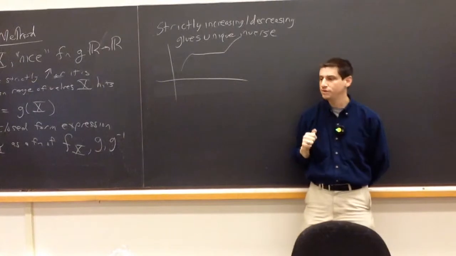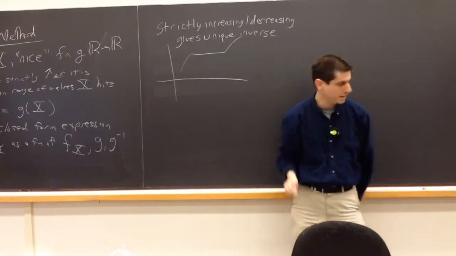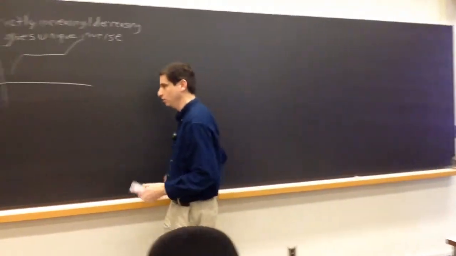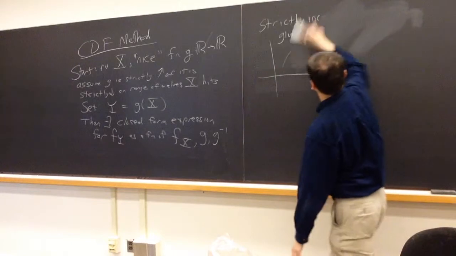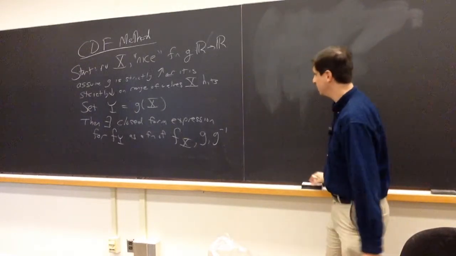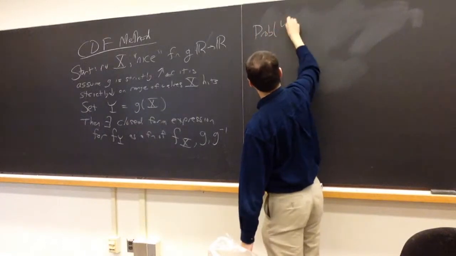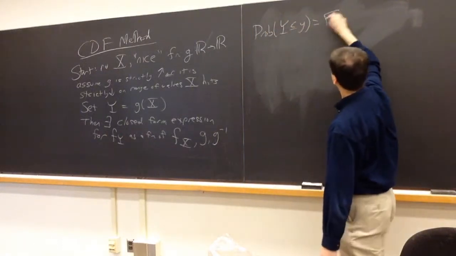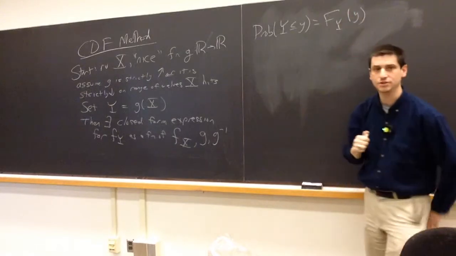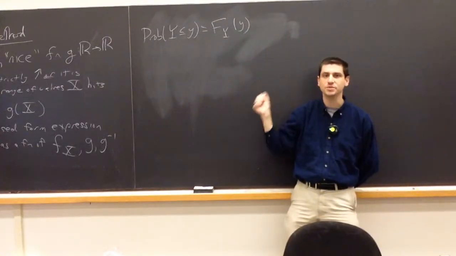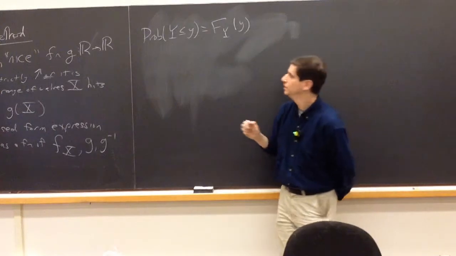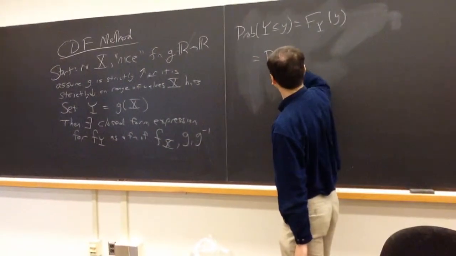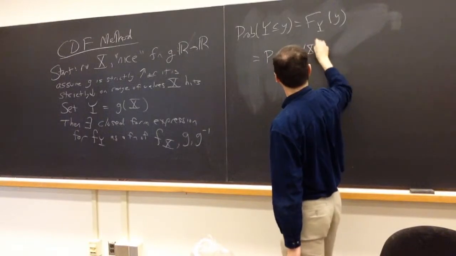Okay, so the question is, how will we find the probability density function for Y given the probability density function for X? Somehow we're going to have to take into account the fact that we know the density of X and we know how we transform. So we're going to use the CDF method. Again, we go back to the definition. The probability that Y is at most little y is F_Y of y, by definition. All these proofs, all these arguments, they always start the same way. They start with the definition. All right, now that I have this, what do I mean? Well, this is the same as the probability that g of X is less than or equal to y.